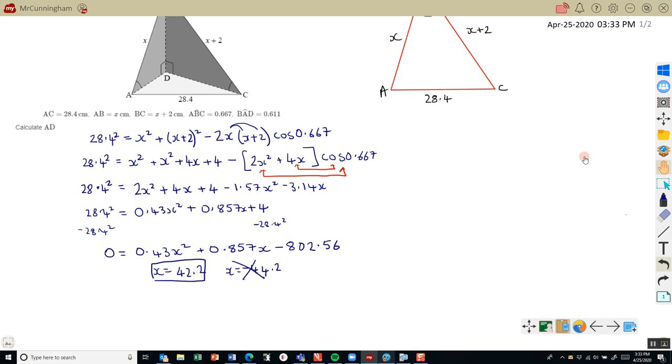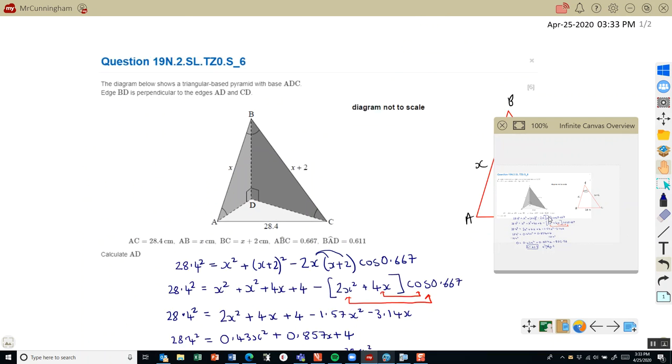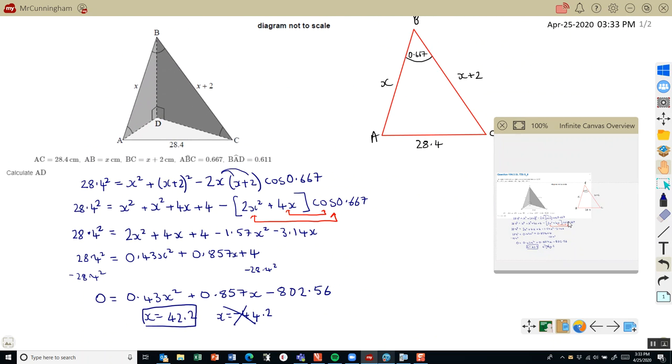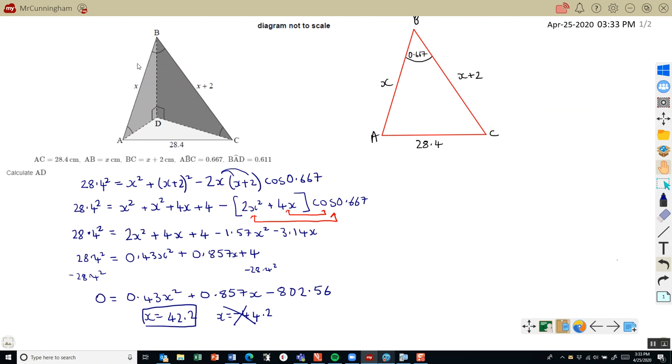Right, so we now have our value of x. We just need to now work out the last part. Okay, so we now have this value. This is 42.2. And I need to work out AD. I need this length.